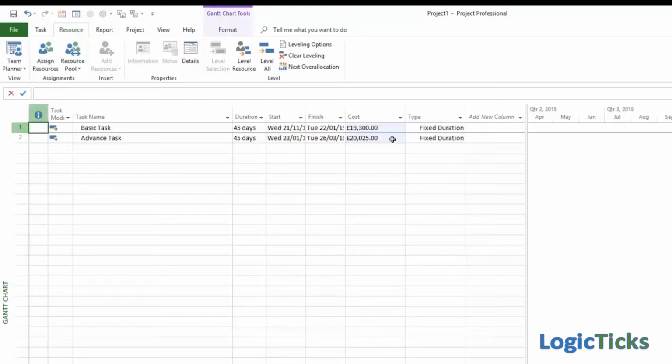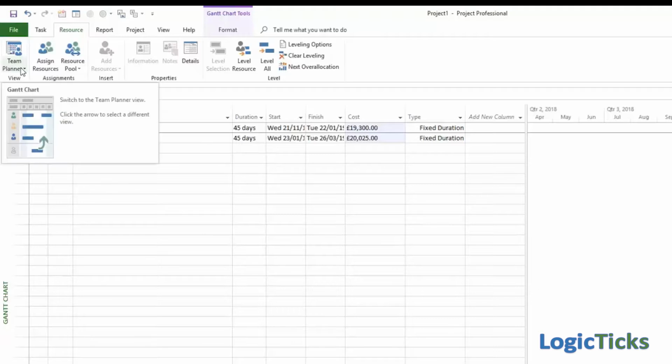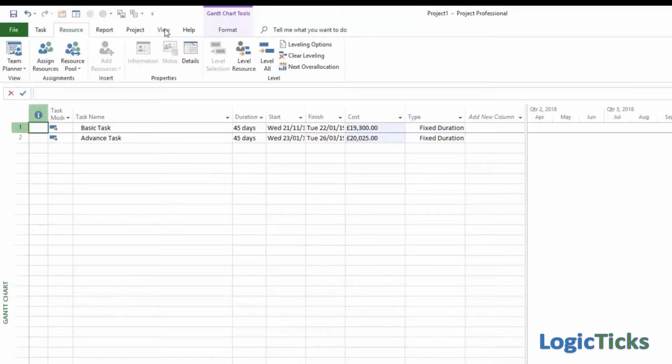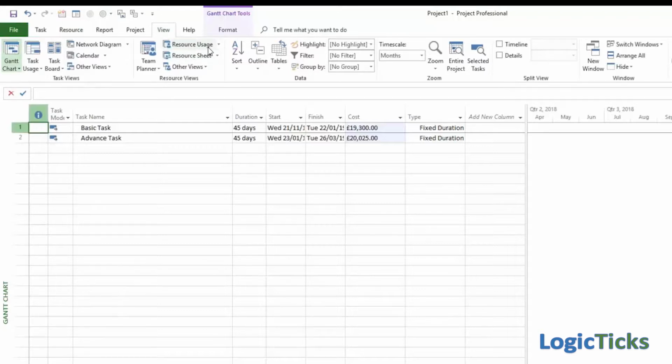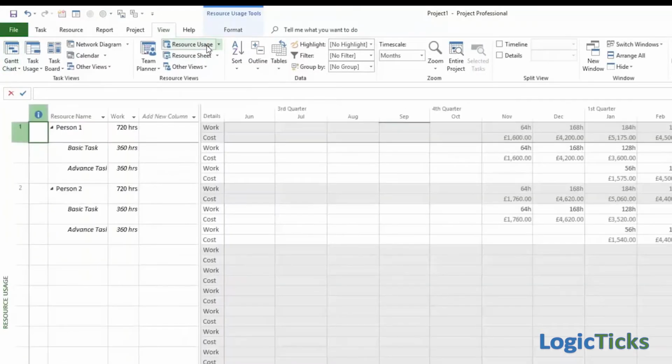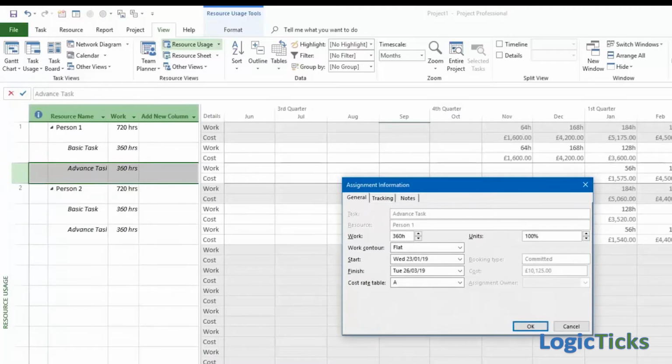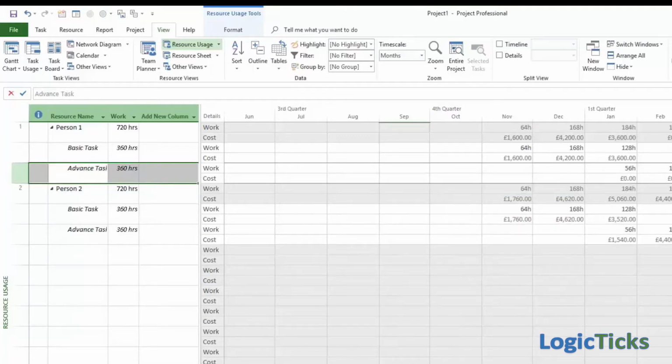the basic task finishes on the 22nd of January, so part of it is charged at £200 a day and part of it will be charged at £225, but the whole of the advanced task will be charged at £225 for person 1. And if we look at the costs over time, we can actually see across the period there's some changes in costs over time and how that tracks.